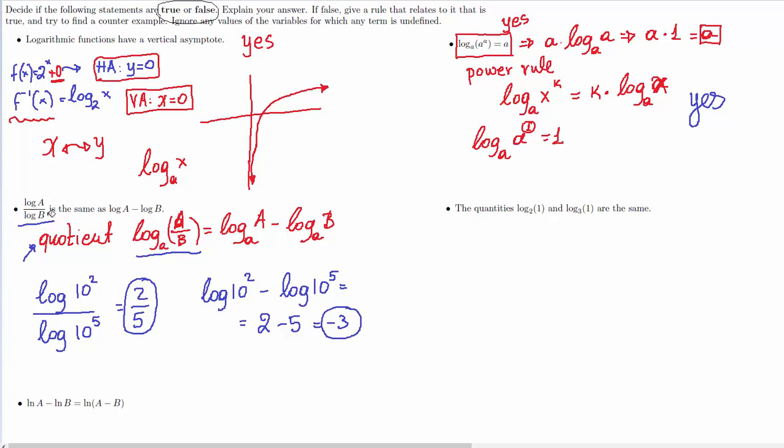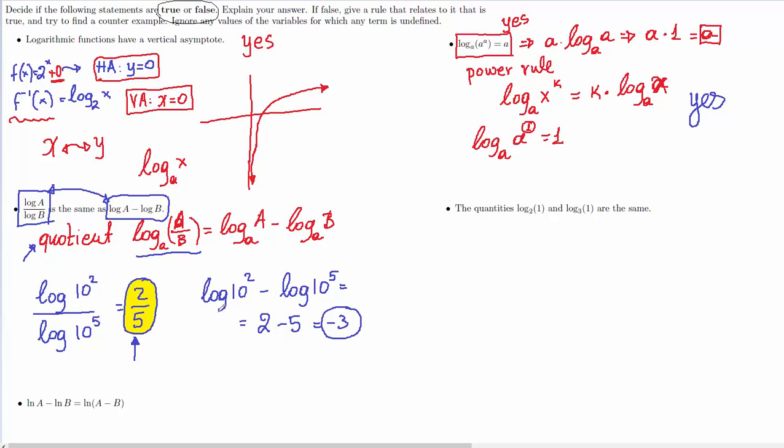So if I consider the log of a over log of b, and I start with specific numbers, a to be 10 squared and b to be 10 to the 5th, then this is what I get. 2 over 5. That is nothing else than 0.4. It's just a number. Okay, now let's look at this. We want to decide if this is equal to that. Let's see, are they equal when a is 10 squared and b is 10 to the 5th?